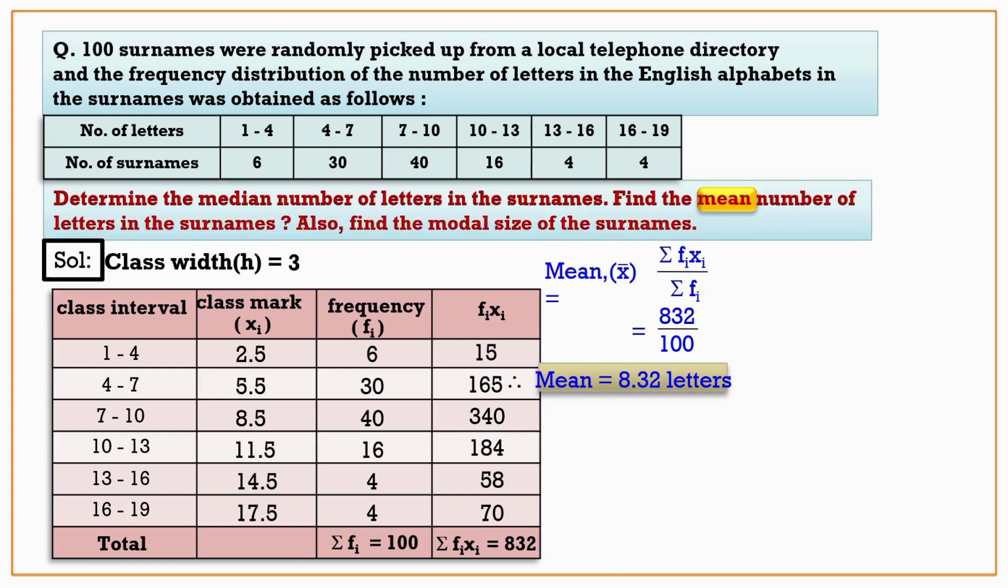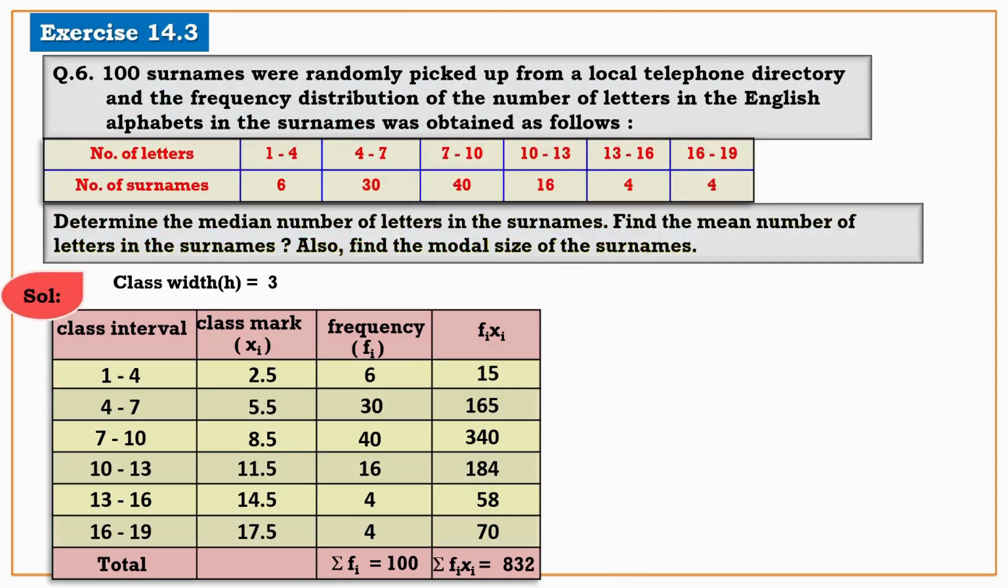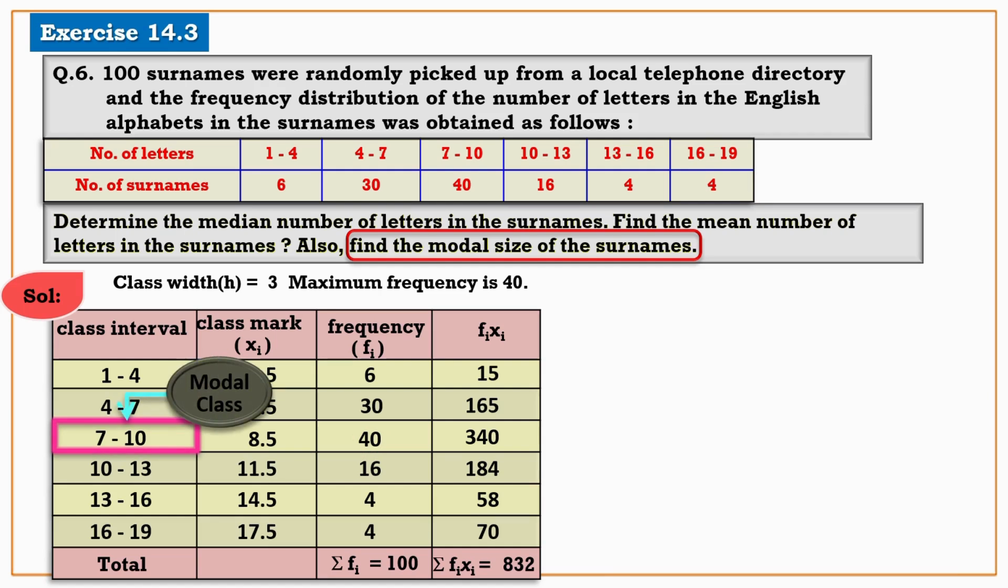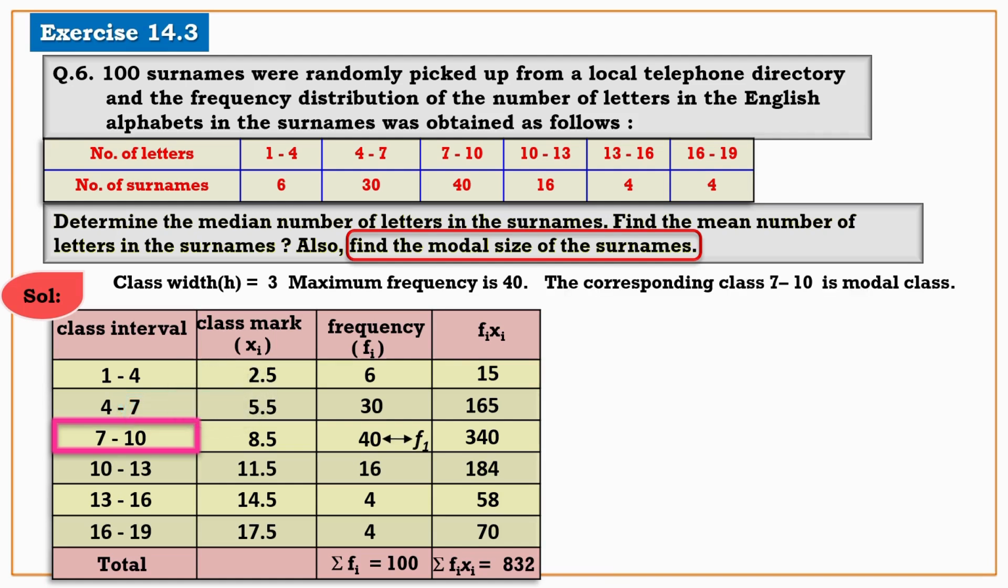Now let us find the mode. Let's just write the table over here. Here we need to find the maximum frequency. The maximum frequency in that column is 40. So that row will be the modal class, the corresponding class interval. Here the modal class is 7 to 10. Now the corresponding frequency is going to be f1, the preceding frequency will be f0, and the subsequent frequency will be f2.